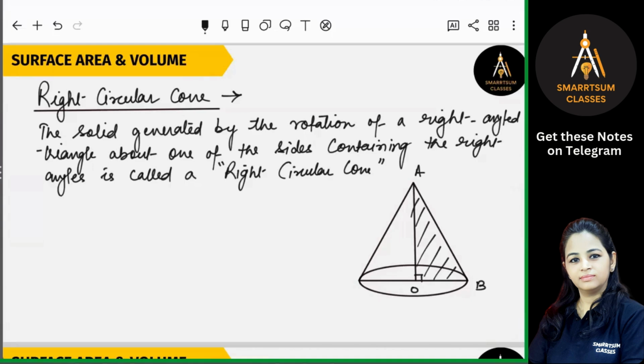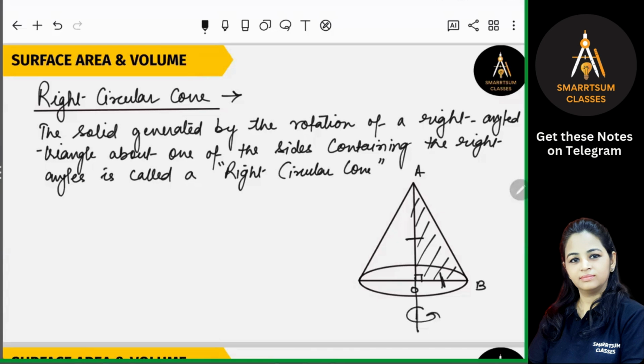Now, suppose you can rotate this right angle triangle about one of the sides which contains a right angle. So which sides are containing the right angle? AO and OB. So if you have a right angle triangle, and you rotate this triangle about one of the sides containing the right angle, then the shape which you will get is a right circular cone.